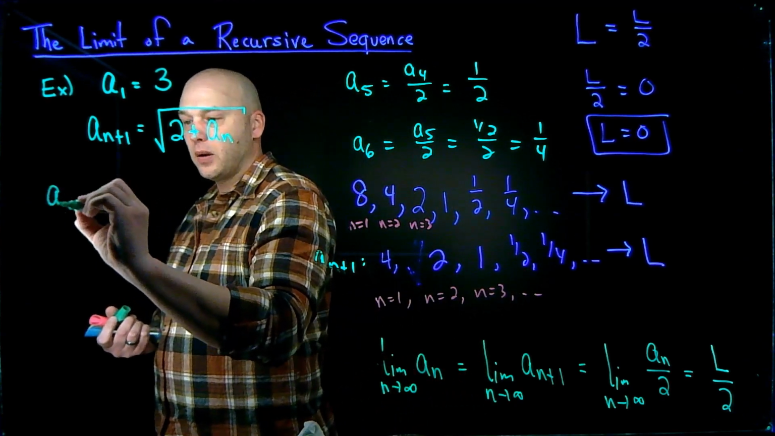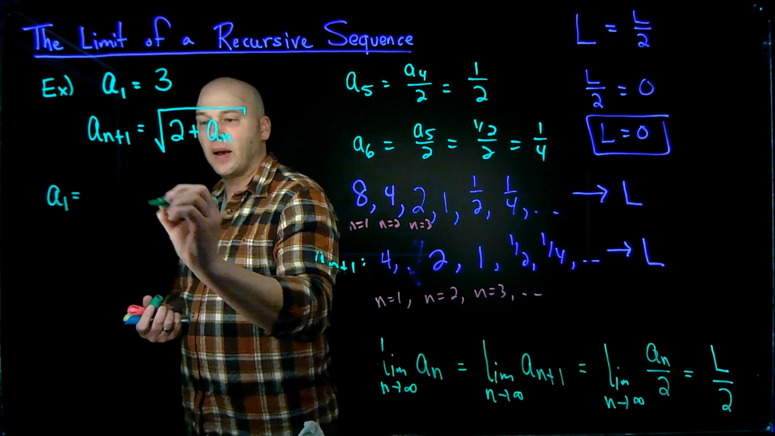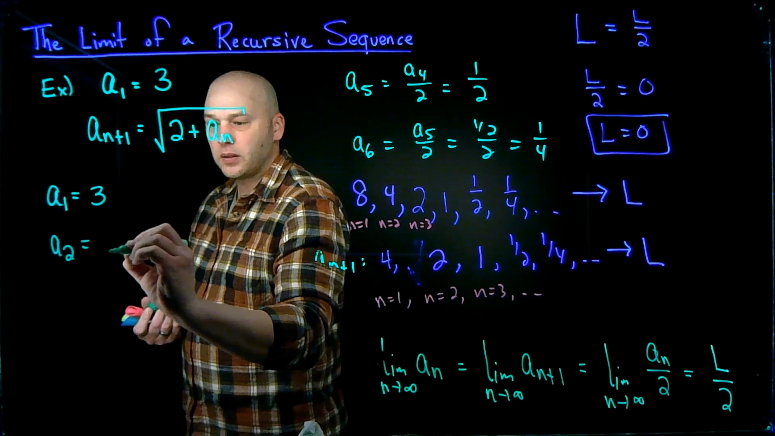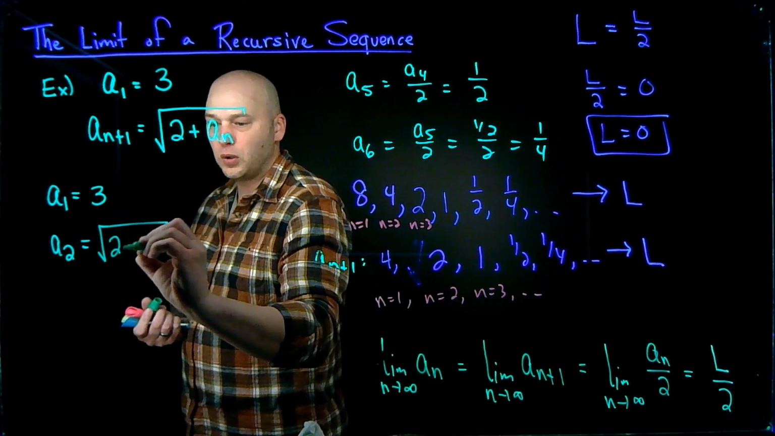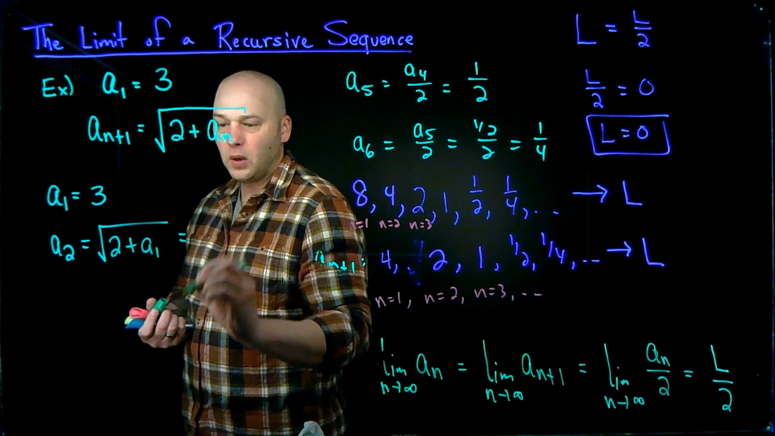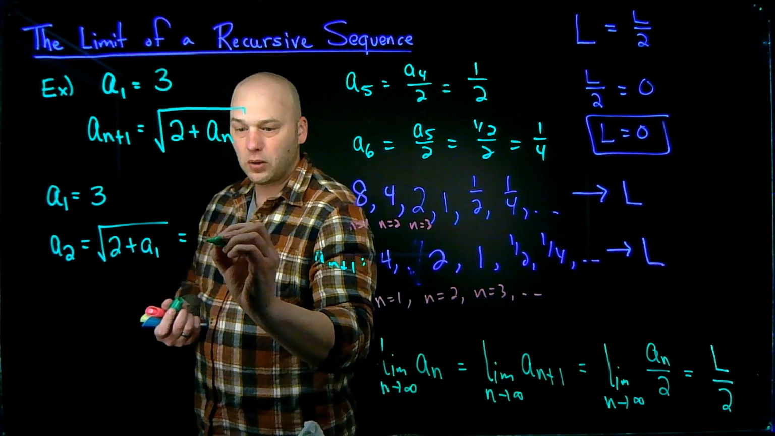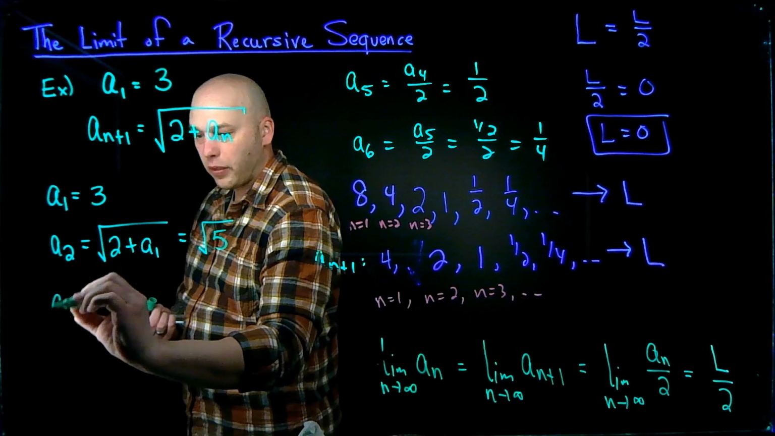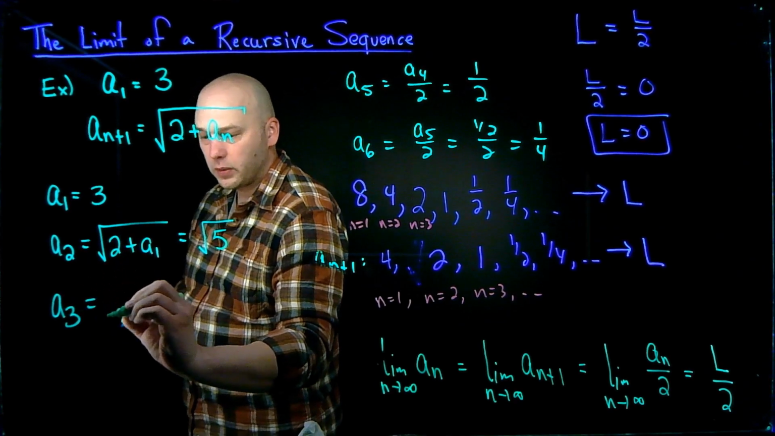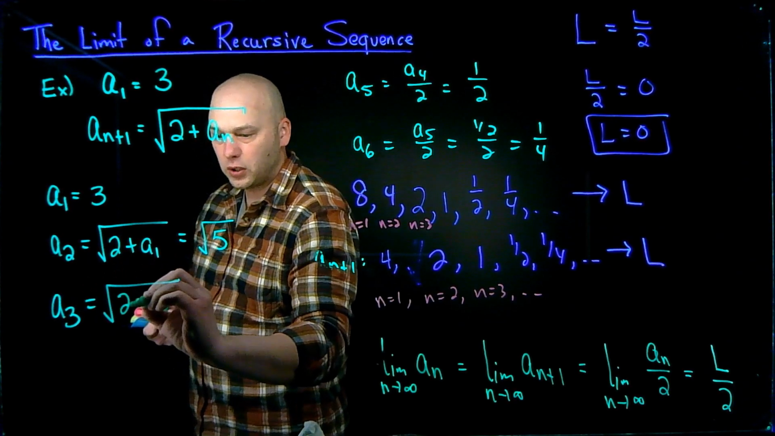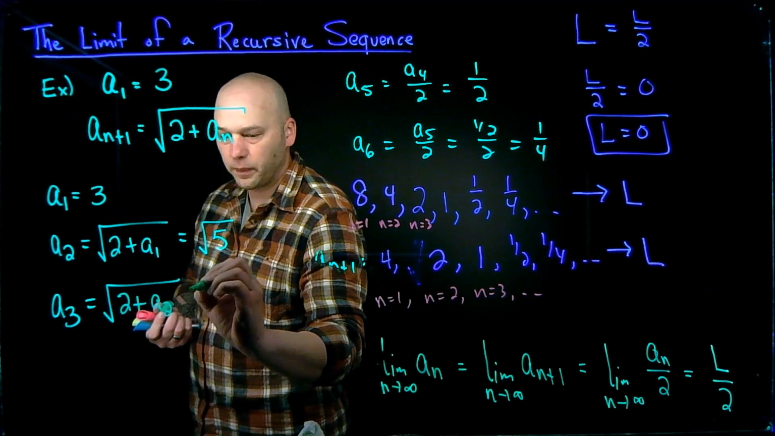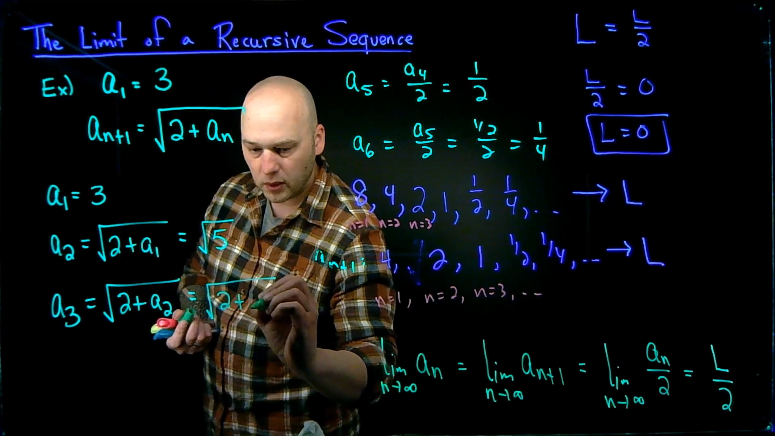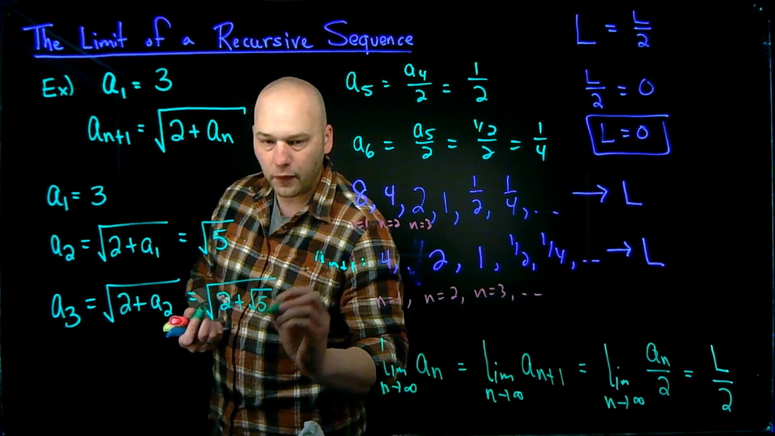Let's say a sub 1 is going to be given by, of course, 3, and then a sub 2 is the square root of 2 plus the previous term. So 2 plus 3, so therefore this would be the square root of 5. And then a3 is going to be the square root of 2 plus the previous term, which is the square root of 2 plus the square root of 5.